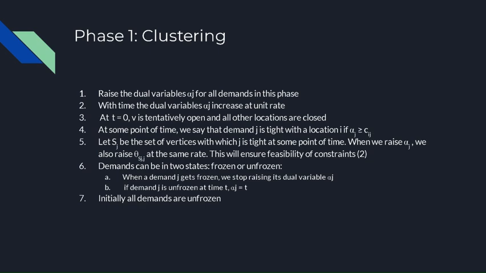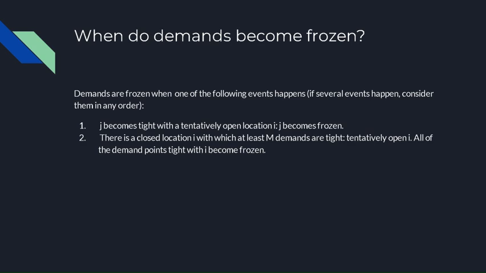Now we have that the states for the demands can be frozen or unfrozen. So when a demand gets frozen, we stop incrementing its dual variable alpha j until it is unfrozen. At any particular time t, we can say that alpha j is equal to t. Initially all the demands are unfrozen, and finally all the demands will be frozen and we will stop. But when will these demands be frozen? What are the conditions?